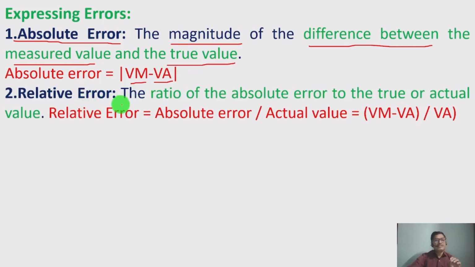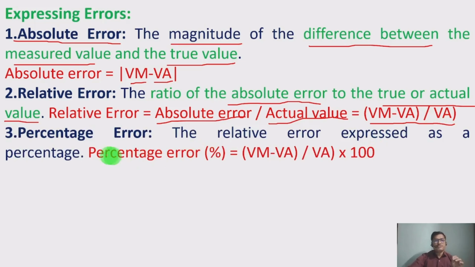Then the second one is the relative error. The relative error is the ratio of the absolute error to the true or actual value. The absolute error that we have taken here, to the actual value, the ratio is the relative error, that is Vm minus Va by Va: measured value minus the actual value, divided by the actual value.